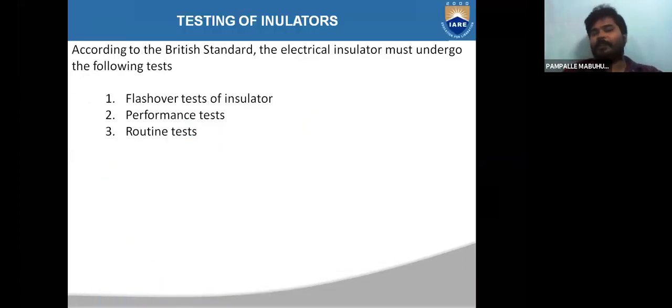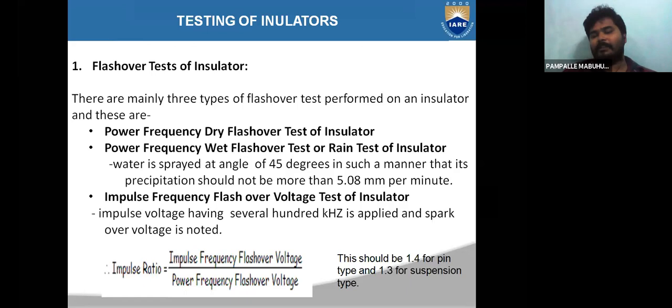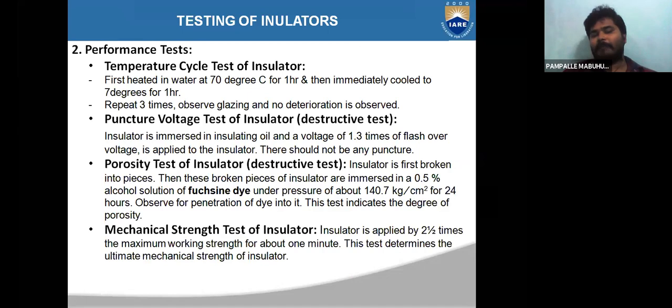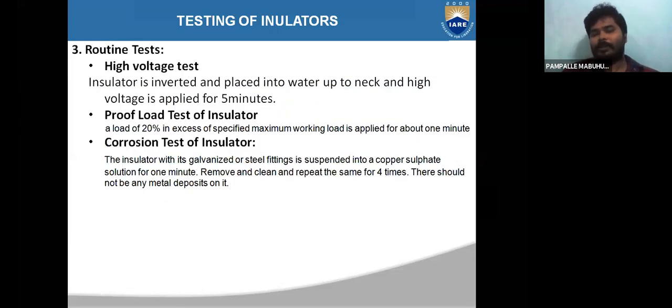Observe here. According to the British standard, there will be mainly 3 types of tests: flashover test, performance test, and routine test. Under flashover test, you will be having again 3 tests, which are power frequency dry flashover test, power frequency wet flashover test, and impulse frequency flashover voltage test. Under performance test, you will be having temperature cycle test, puncture voltage test, porosity test, and mechanical strength test. And then routine test you are having. Under routine test, you have to do high voltage test, proof load test, and corrosion test. So these are the different tests what you have to perform in the laboratory, right?